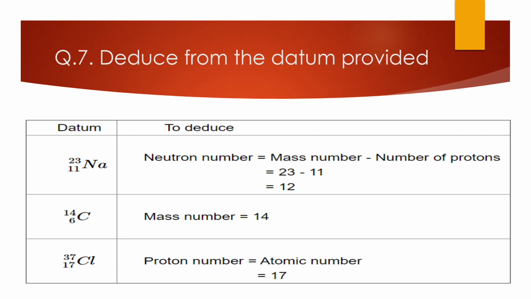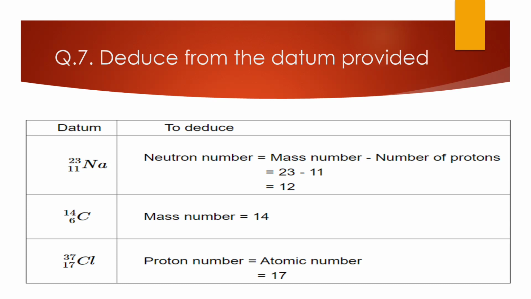To find the neutron number, you must know that the mass number is the number of protons plus neutrons. The number of protons is equal to the number of electrons, and the number of electrons means the atomic number. So the atomic number is 11, meaning the number of electrons is 11. It means the number of protons is 11. The mass number is 23. So you will just subtract 23 minus 11 and you will get the answer, which is the neutron number.